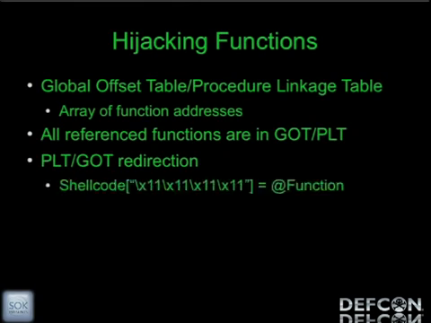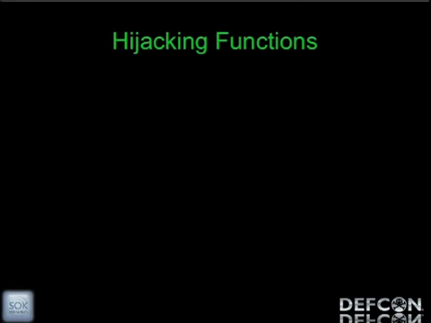And we're going to create a stub entry in our shellcode, and we're going to overwrite that stub address with the address of where the function is really loaded in memory. And then we'll replace its corresponding entry in the GOT with the address of our shellcode. And that's the redirection. That's it. You've now hijacked a function.